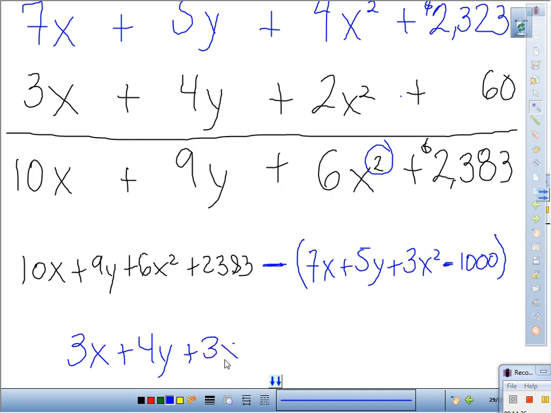3 dolphins, 3x squared. Alright, that's correct. Does everybody agree with that? Okay, so now check this out. Here's a dilemma though. This is positive 10 and this is positive 7.